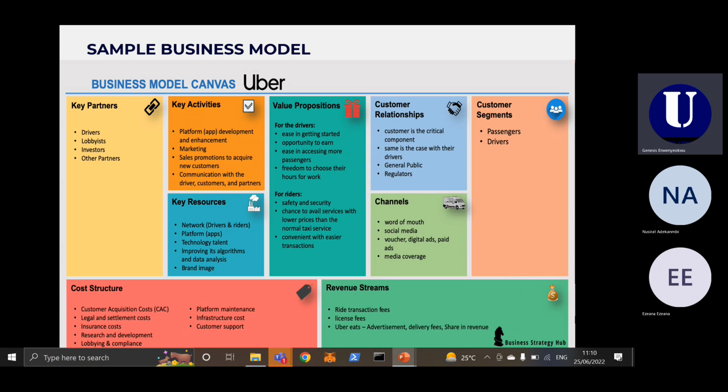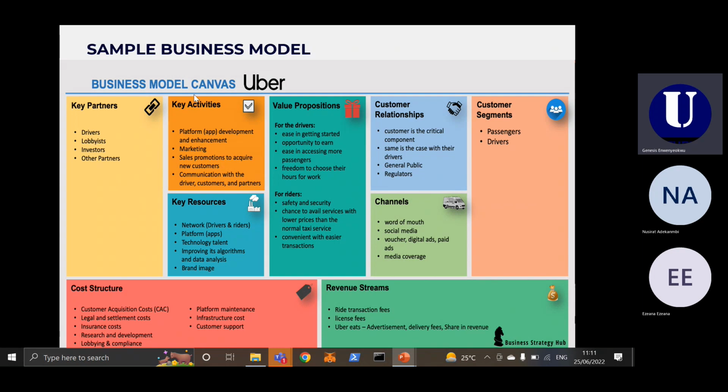For their channels, you have word of mouth, social media, vouchers, and then the app that they use. For revenue streams, we have ride transaction fee. So Uber can be seen as a marketplace, right? That brings the passenger and the rider together. So they charge a transaction fee. They also charge a license fee, and they have their Uber Eats.